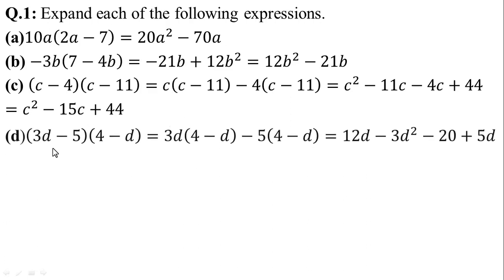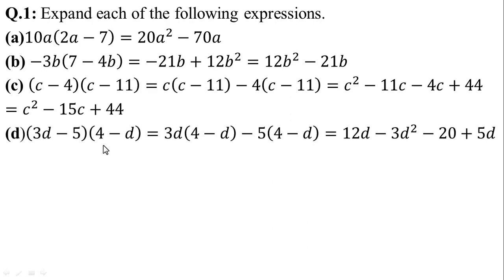In the d part, 3d minus 5 into 4 minus d. Here, 3d is multiplied by 4 minus d and minus 5 is multiplied by 4 minus d. 3 fours are 12, so 12d, minus 3 ones are 3, d multiplied by d is d square. So we write minus 3d square. 5 fours are 20, minus 20, and minus multiplied by minus is plus, 5 ones are 5d.